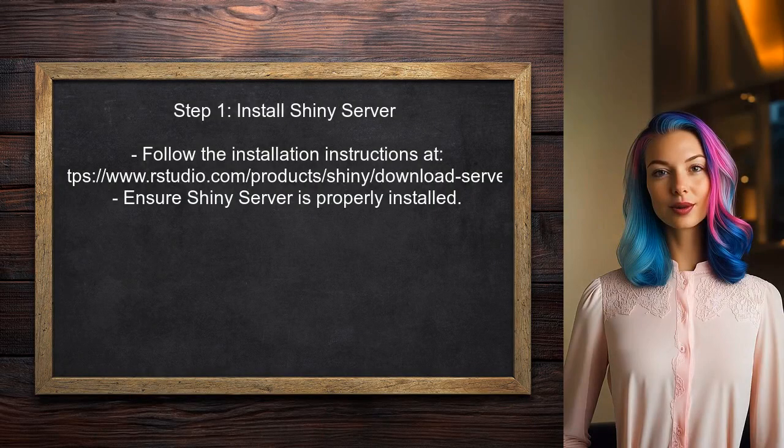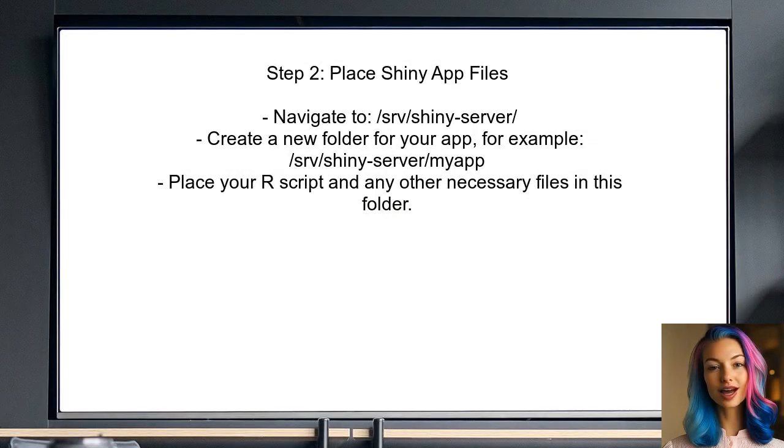To serve the Shiny app locally, the user first needs to ensure that the Shiny server is installed on their machine. This can be done by following the installation instructions provided on the Shiny server website. Next, the user should place the Shiny app files in the correct directory. The default directory for Shiny server is located at /srv/shiny-server/. The user needs to create a new folder for their app inside this directory.